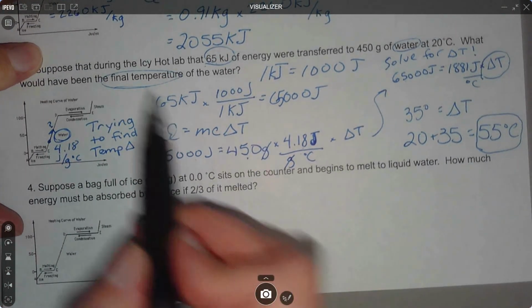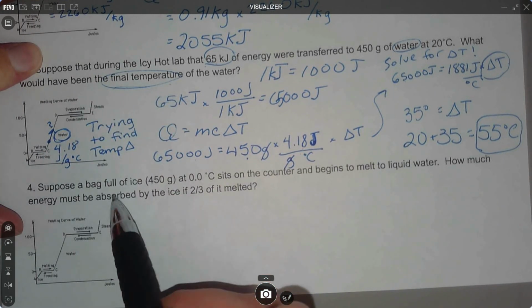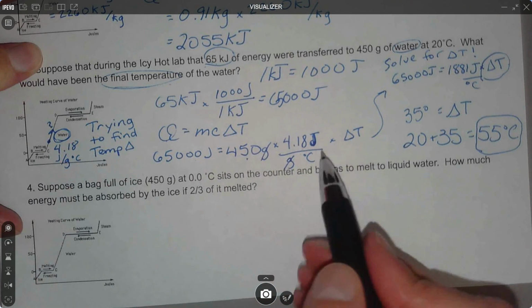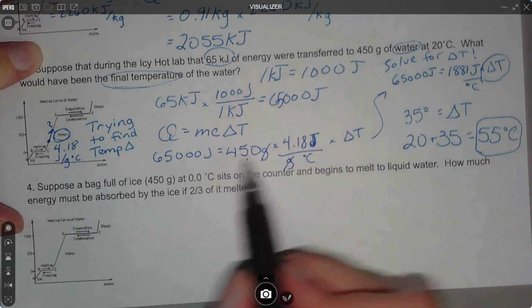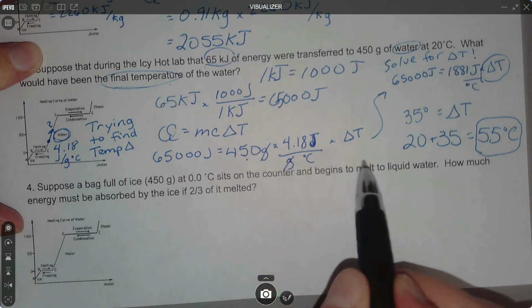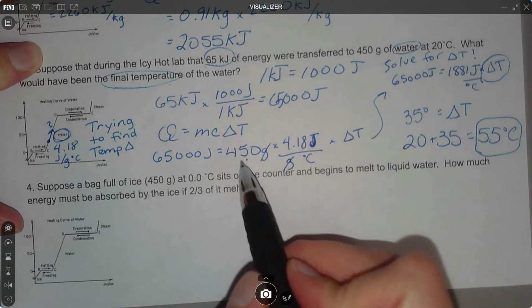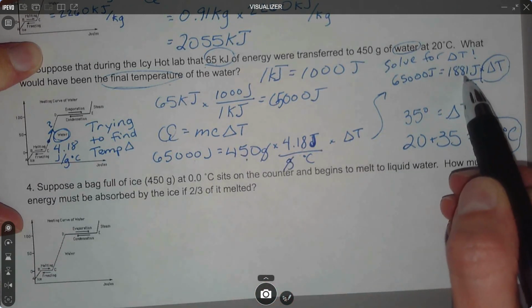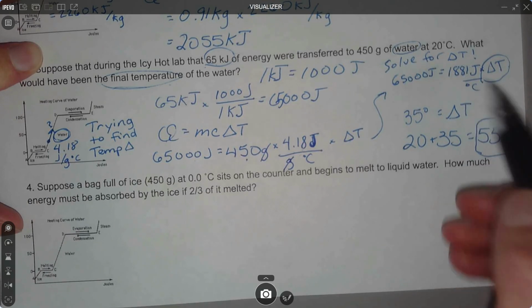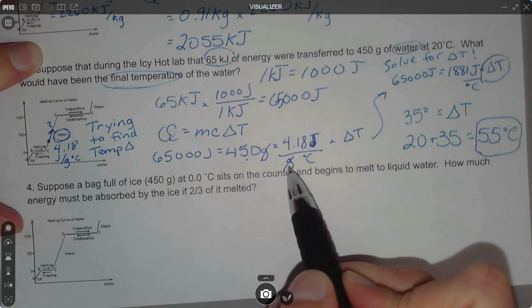And then it says, what is the final temperature? So that means I'm trying to figure out what is the final temperature. So the delta T is the thing I'm solving for. So all I'm going to do here is just do this math problem. It's just an algebra problem. So I'm going to start by doing 450 times 4.18, and that's what I got right there, the 1881. I also just canceled out the grams because they were easy to cancel out.